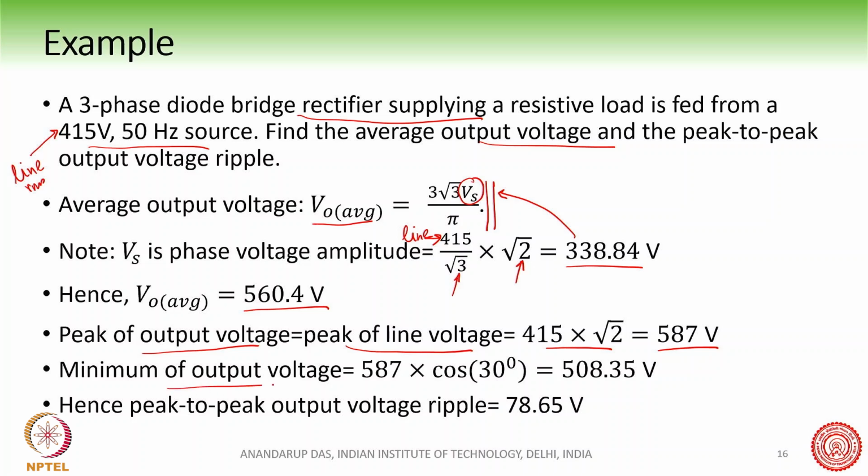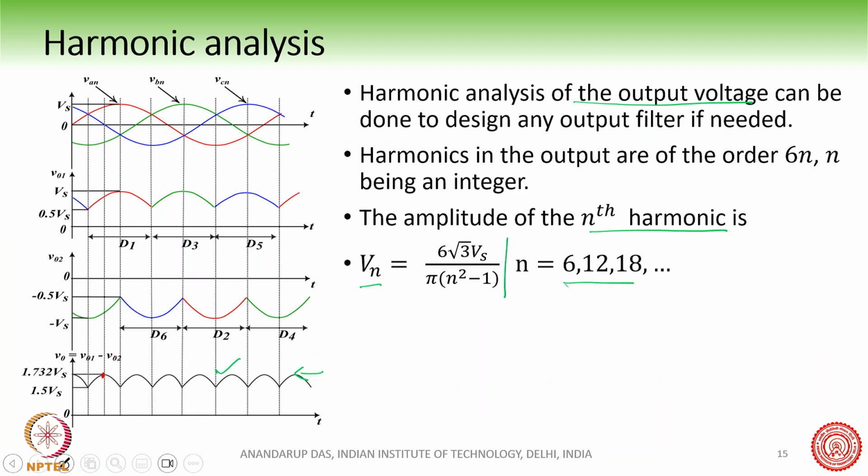What is the minimum of the output voltage? If you see here, this is the peak, and this duration is 60 degree, so this half duration must be 30 degree, and it will follow a cosine waveform. If this value is Vs, then this value will be Vs cos 30 degree, which is equal to 0.866 Vs. So this is the minimum voltage.